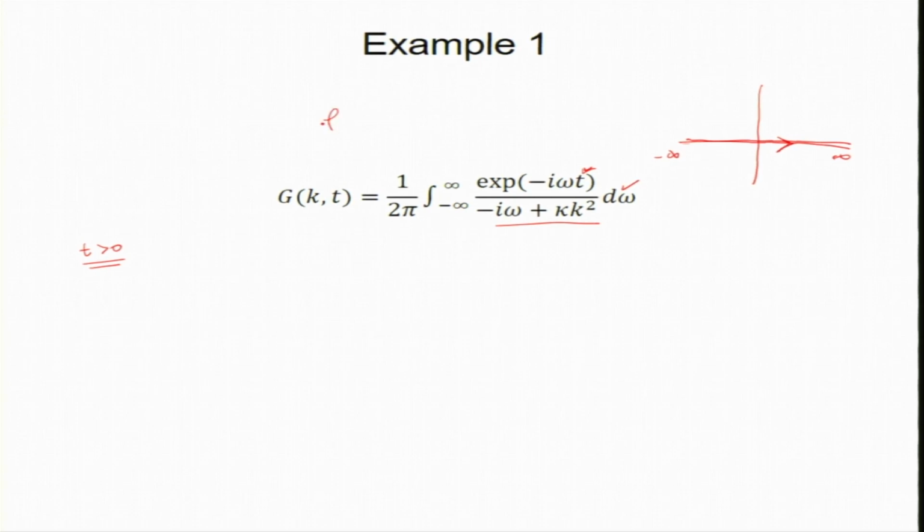This function f(z), I want to make f(z) as this function, minus i omega plus kappa k squared. Kappa and k are constant for this integral, omega is a variable. So, where is the pole? This function is analytic everywhere except at the pole, and the pole is where i omega plus kappa k squared is 0. So, omega equals minus kappa k squared divided by i. Minus becomes plus and i goes there, so it becomes minus i. So, the pole is here on the imaginary line, minus i kappa k squared.